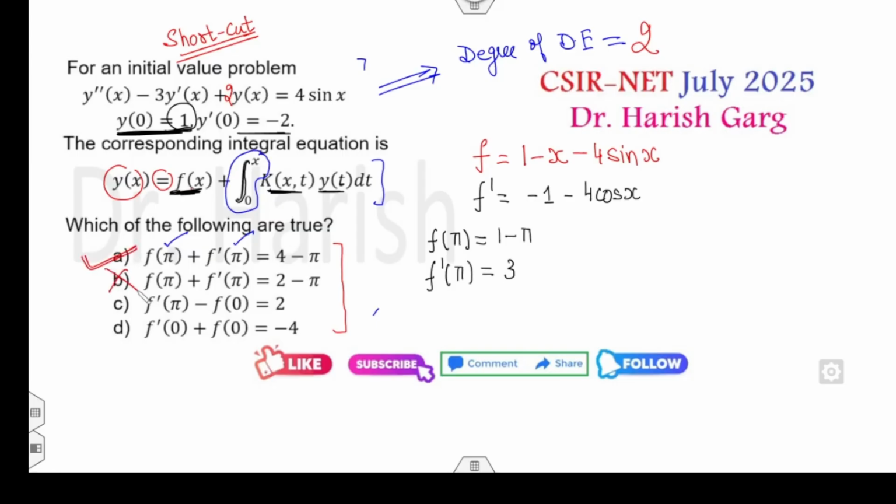Second option, cancel out. You also need the value of f of 0. Sine 0 is 0, so it's 1. f dash minus f, that is 2, is the right answer. We also need the value of f dash of 0. f dash of 0 is cos 0, which is 1. This is minus 5. So f dash 0 plus f of 0 is minus 4. Yes, this option is also a correct option.